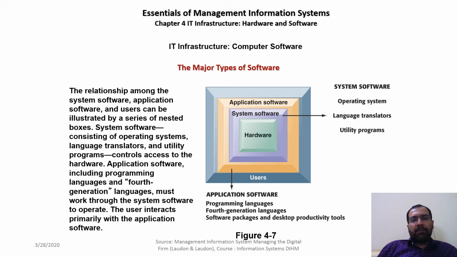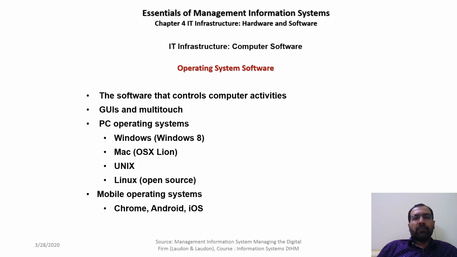So we have two major categories of software. One is called the system software and the other application software. These are the examples of the operating systems which we have already discussed, and for mobile operating systems, Android, Chrome, or Internet operating systems are very famous because we are using mobile-based applications a lot, and we have different mobile operating platforms as compared to PC operating systems.